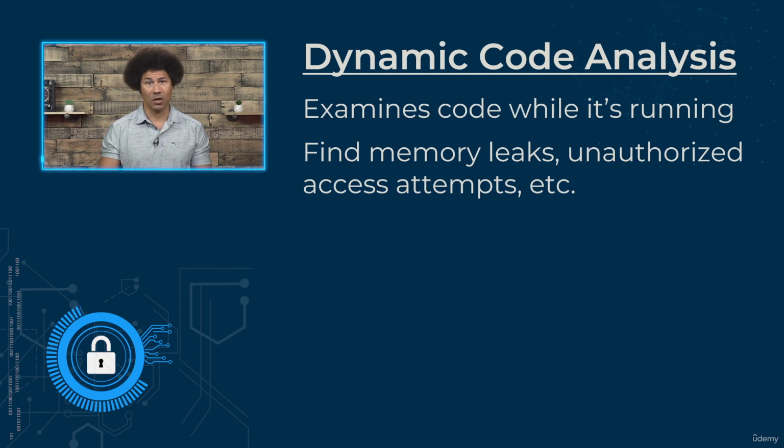Dynamic code analysis, on the other hand, examines the code while it's running, i.e., in execution. It's like testing a dish while it's cooking to adjust the flavors. The purpose is to find vulnerabilities that become evident only during the application's execution. This could include things like memory leaks or unauthorized access attempts.